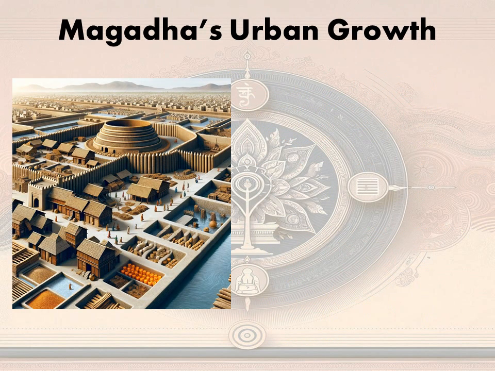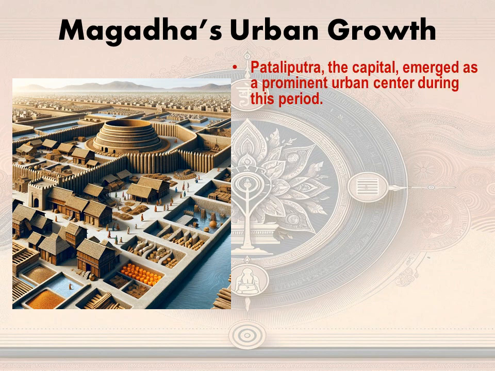Now, Magadha's urban growth. How was the urban structure of the Magadhan Empire? Pataliputra, the capital, emerged as a prominent urban center during this period. So, Pataliputra was a very fortified city, important for both its strategic location from the point of view of trade and commerce, and also from the point of view of military defense technology. Therefore, Pataliputra emerged as a prominent urban center.